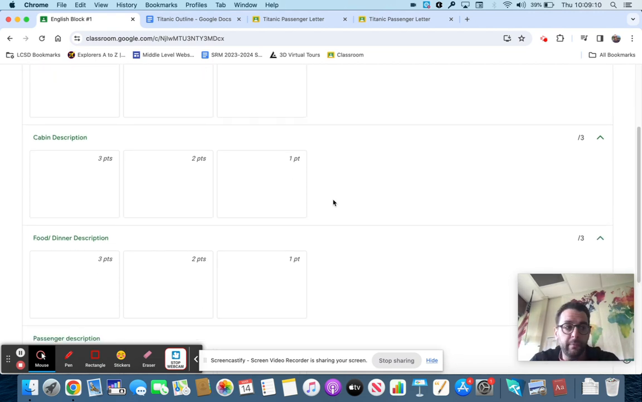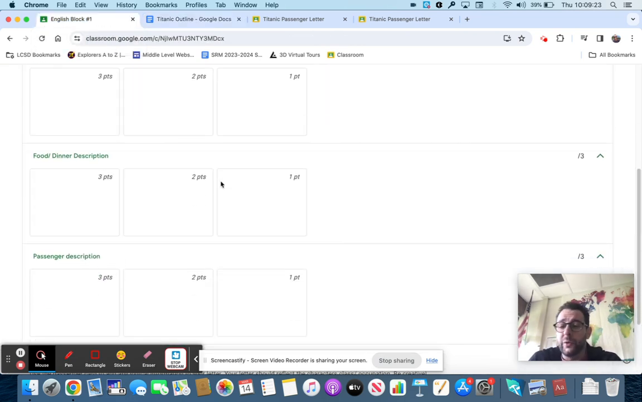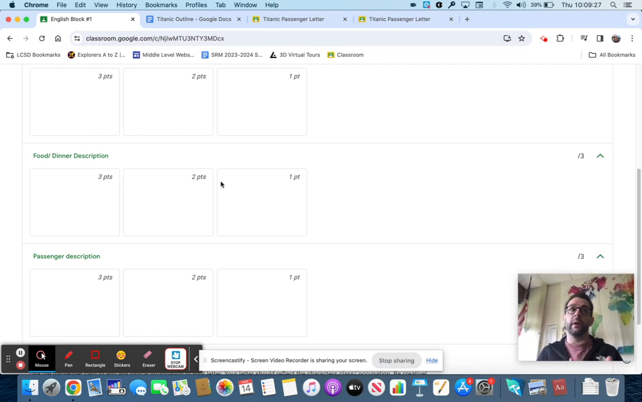Description of the cabin. You guys have that in your outline. Okay, so hopefully you transferred that description over. Okay, you could do the description of the cabin in a million different ways. Food and dinner, tell me what is available. All right, and please make sure that your meal matches your class. Okay, if you're third class, don't tell me you're having lobster. It doesn't make any rational sense, and that's not what you should have taken down on your outline.